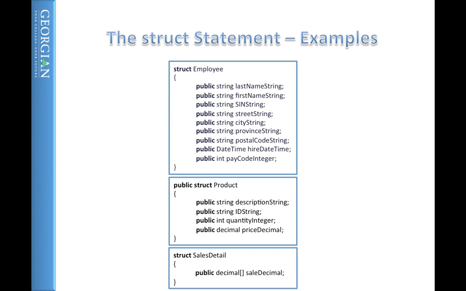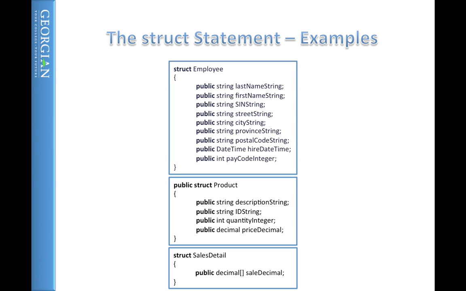Here's some examples. Employee, right? So you have your last name, your first name, your social insurance number, your street, your city, your province, your postal code, all that stuff. And if you notice, there's different types of variables, different data types, right? So there's strings, there's a date time, and there's also an integer. That's okay, right? Here's a product, another example. Description, the ID, quantity, and the price, right? Different data types, same kind of thing.